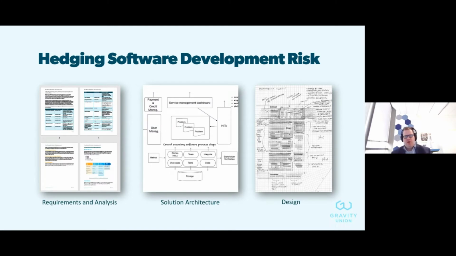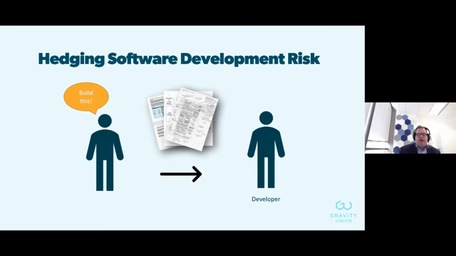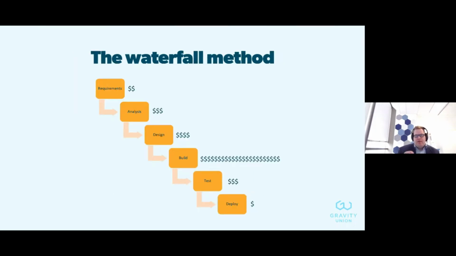And so we would do requirements analysis, we would do a solution architecture, we might do some design for the software, and we would hand these over to the developer, and then hopefully that would be a good enough starting point for them to go off and build the software. If you've taken any kind of software development courses, you would have heard of the waterfall method.